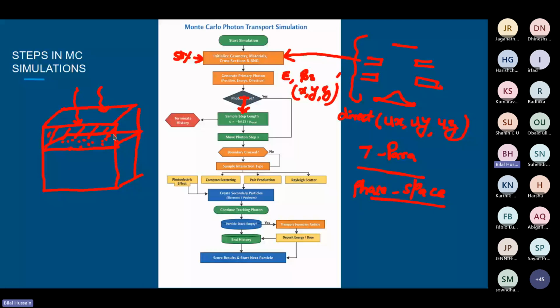And first of all, as physics students, we should know that the microscopic interaction coefficient is sigma, which is called the cross section. At the macroscopic level, we have something called mu, which we call the coefficient. So first of all, we should be able to differentiate between the cross section and the coefficient. The cross section is per atom, whereas the coefficient is for the whole of the material.